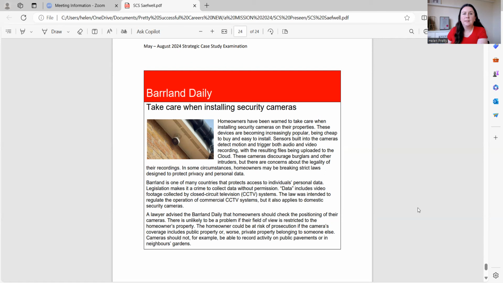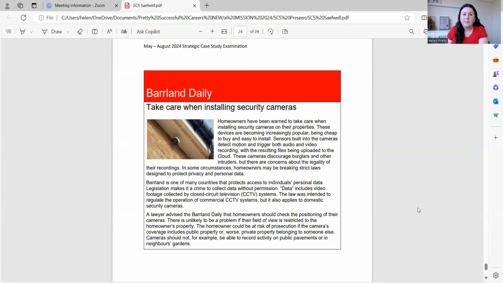In some circumstances, homeowners may be breaking strict laws designed to protect privacy and personal data. Berlin is one of the many countries that protects access to individuals' personal data. Legislation makes it a crime to collect data without permission. Data includes video footage collected by closed-circuit television, CCTV systems. The law was intended to regulate the operation of commercial CCTV systems, but it also applies to domestic security cameras.